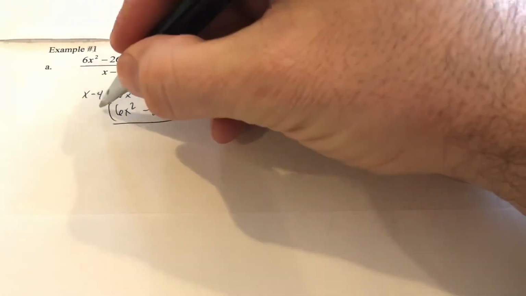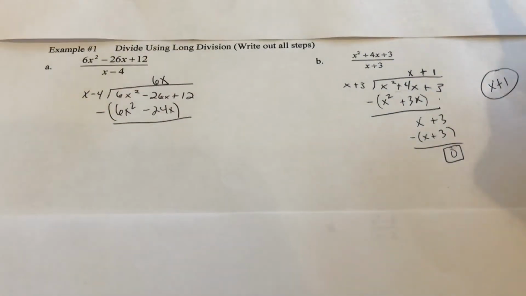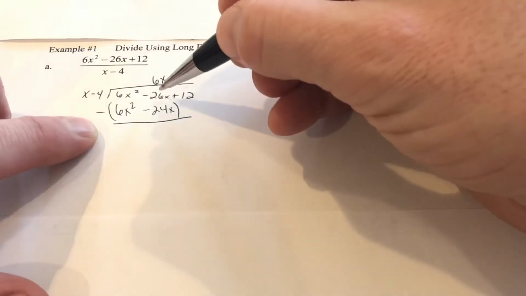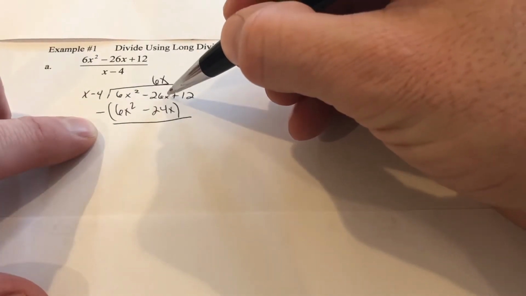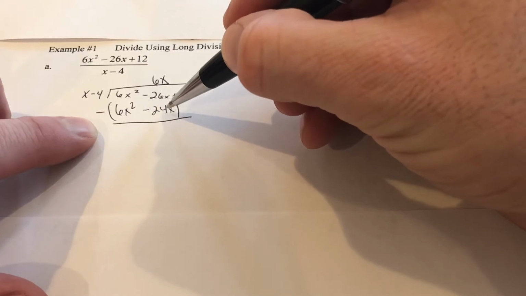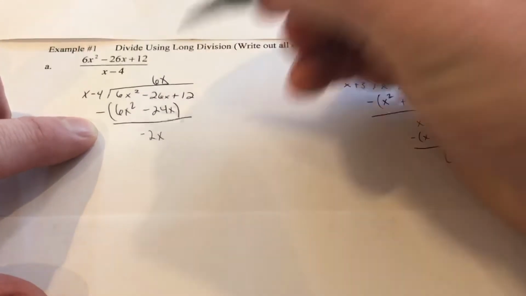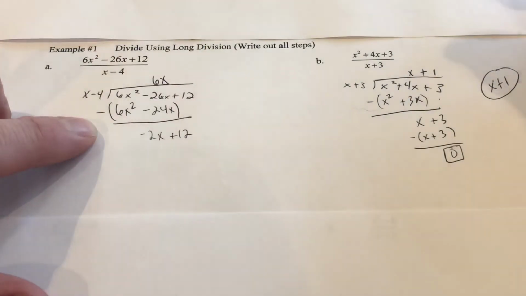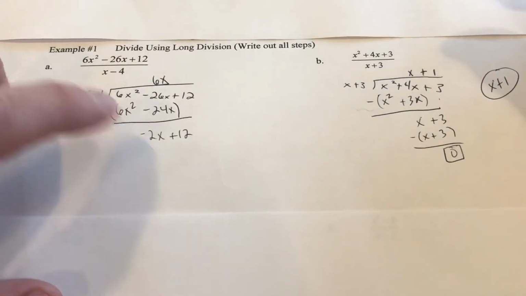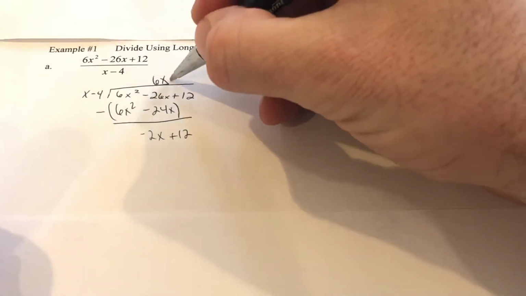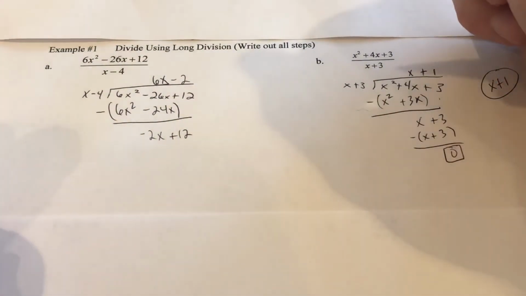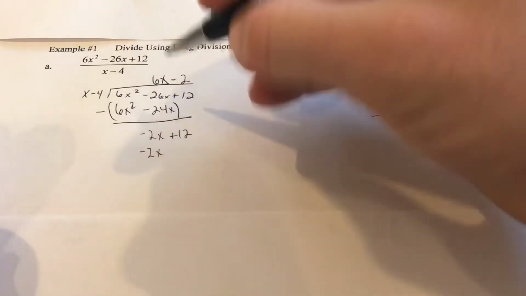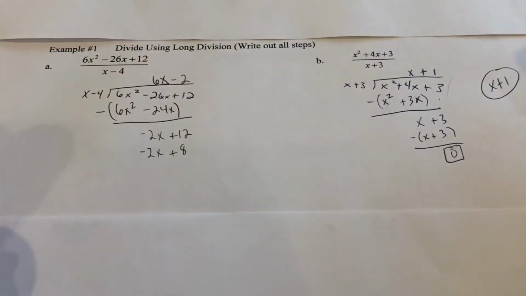Okay. I want to subtract those just like we did before. So 6x squared minus 6x squared, those cancel out, and I've got negative 26x minus a negative 24x, which gives me negative 2x. Bring down the plus 12, okay, and we go through it again. How many times does x go into this negative 2x? Well, that's going to be negative 2 times. Now we want to multiply negative 2 times x, and negative 2 times negative 4, okay?